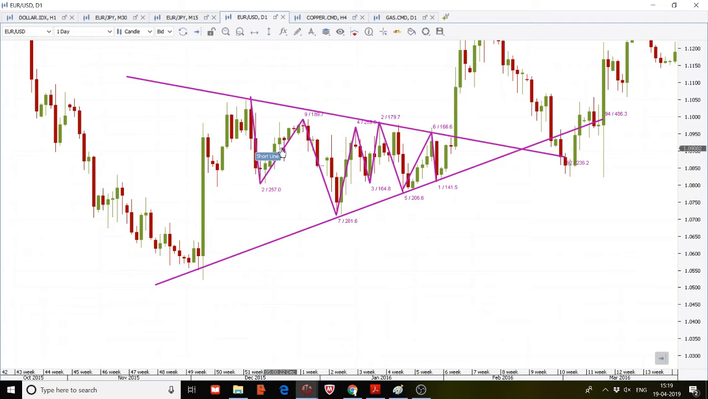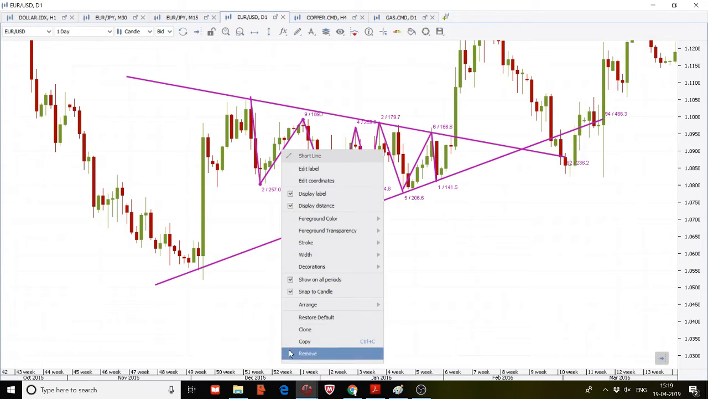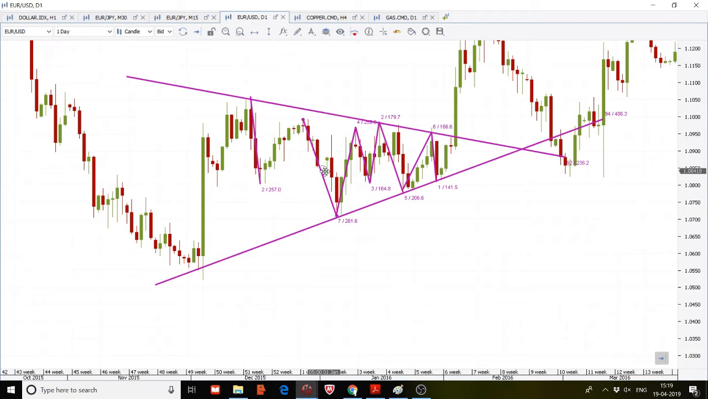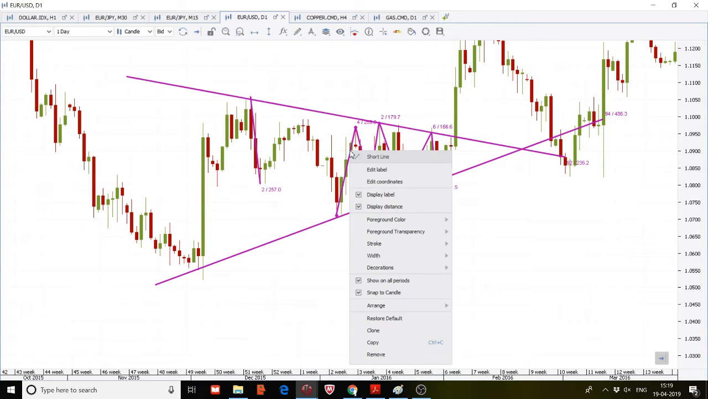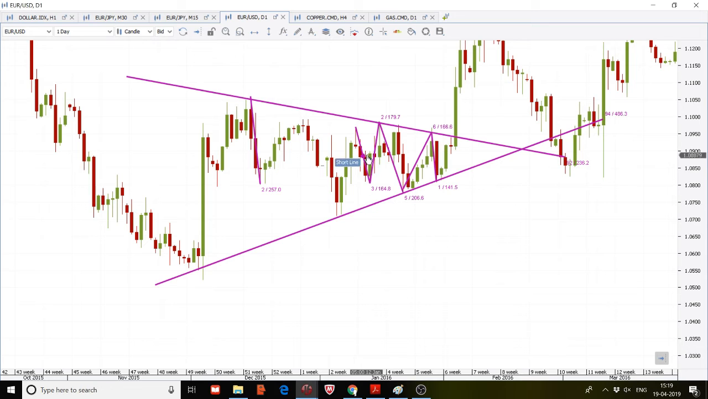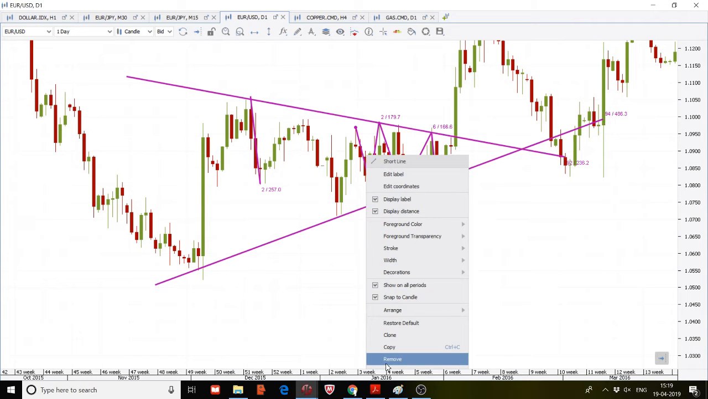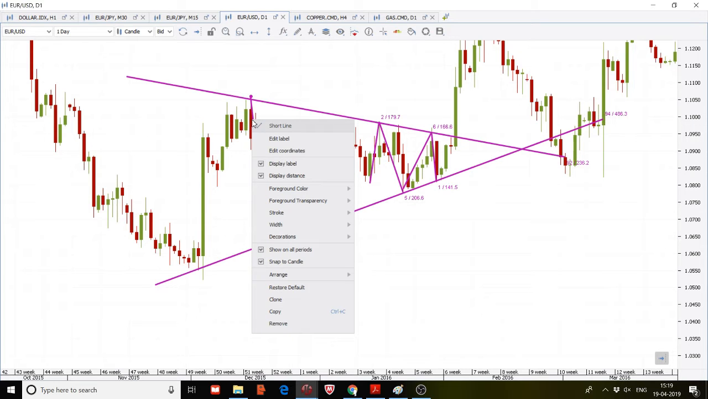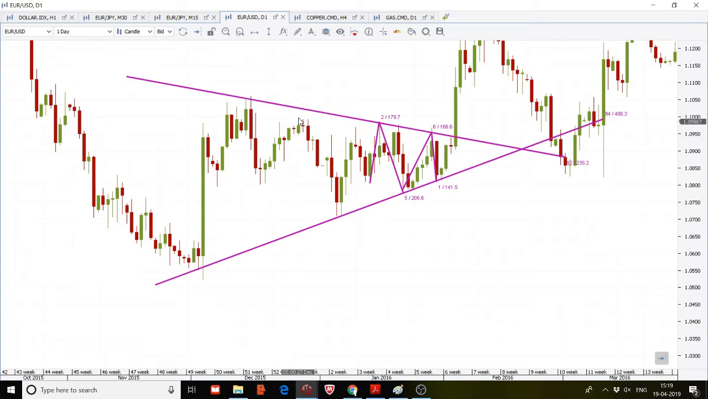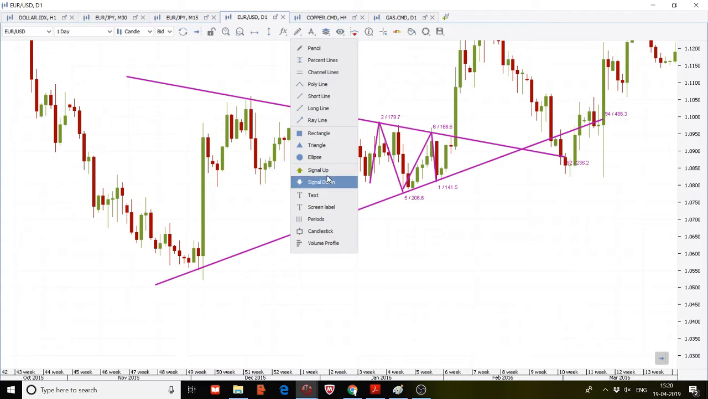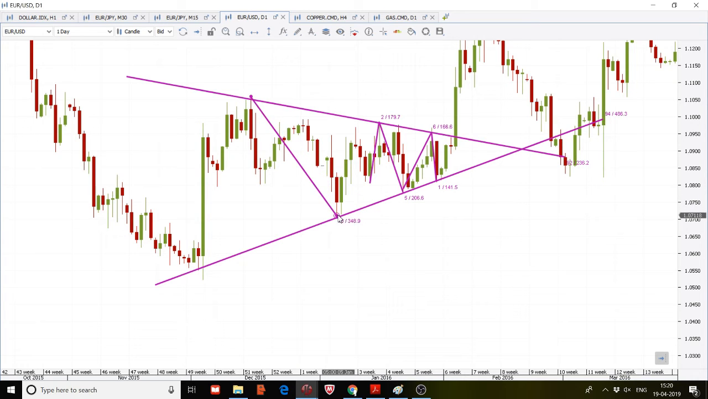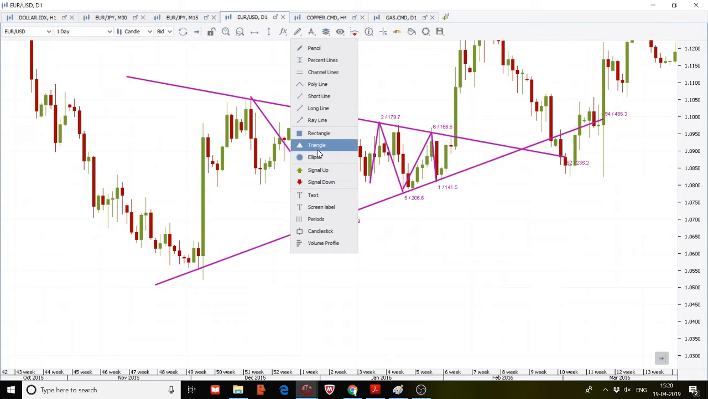So you should not get confused, keep it simple. Remove this internal structure because we don't have anything to do with this structure, neither are we using it for our entry point. So don't worry about this internal structure, just join the swing highs and swing lows in the series and you will get the waves. So you will need to join this point with this point. That's it. This will be wave A, then you have got the wave B.